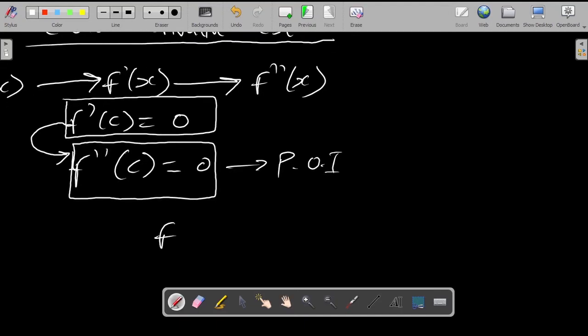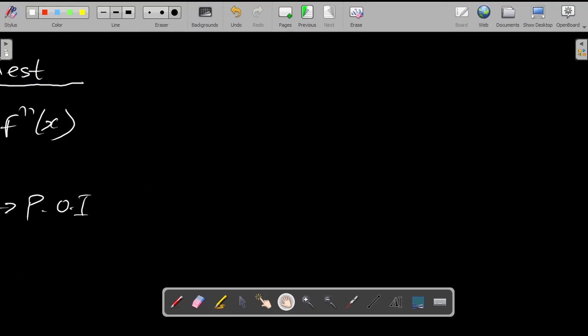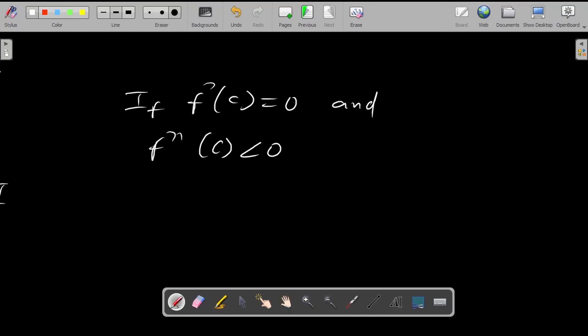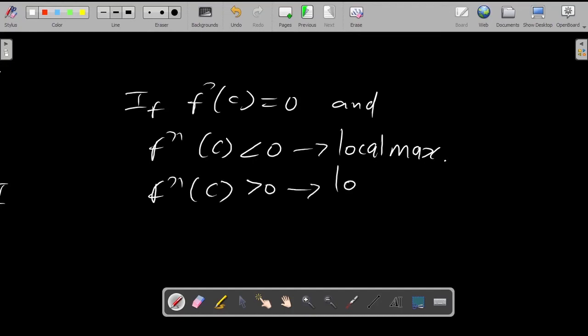So the first condition, everything falls under this condition. If f prime of c, where c is just a point, is 0, and f double prime of c is less than 0, then you have a local maximum somewhere in your graph, and I will expand on all of these definitions in a bit. And if you have your second derivative as positive, then you have a local minimum at this point.